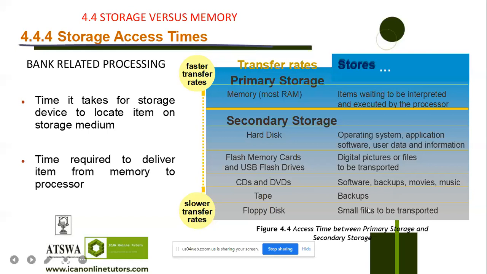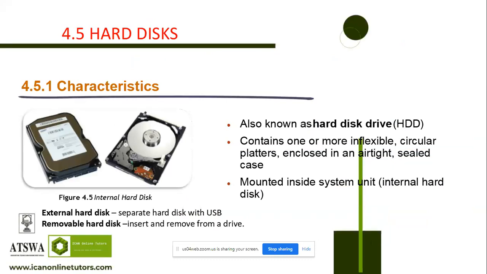Secondary storage: hard disks, flash memory cards, CD, DVD, tapes, all these are secondary storage. So we'll be looking at them one after the other. The first one is our hard disks. The hard disk, also known as hard disk drive (HDD), contains one or more inflexible circular platters enclosed in an airtight sealed case, mounted inside system units, which is referred to as an internal hard disk.